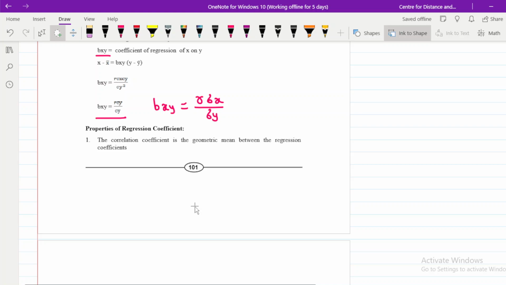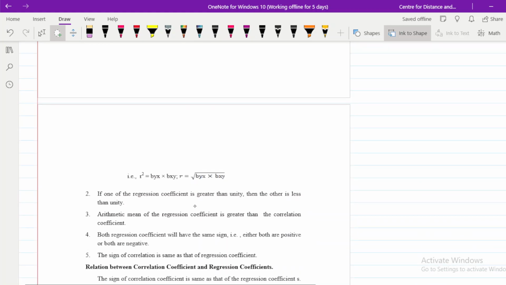There are some properties of regression coefficients. The first one is that the correlation coefficient is the geometric mean between the regression coefficients. That is, r square is equal to byx into bxy. Taking the square root on both sides, we get r is equal to under root byx into bxy. This is an important formula for our examples.